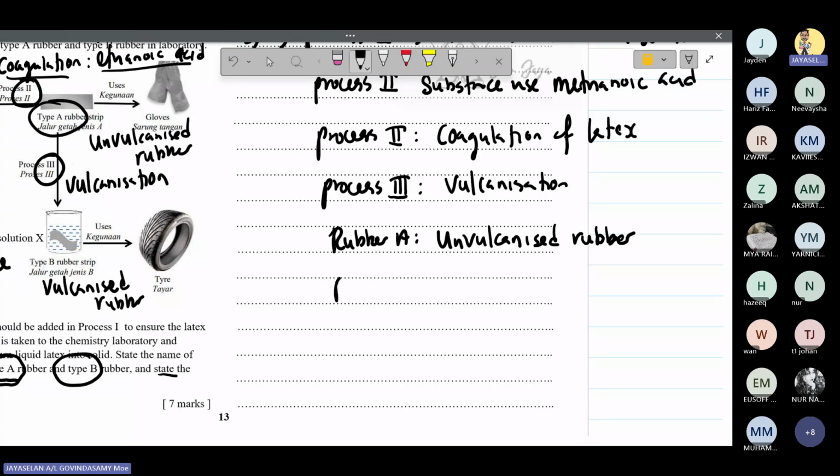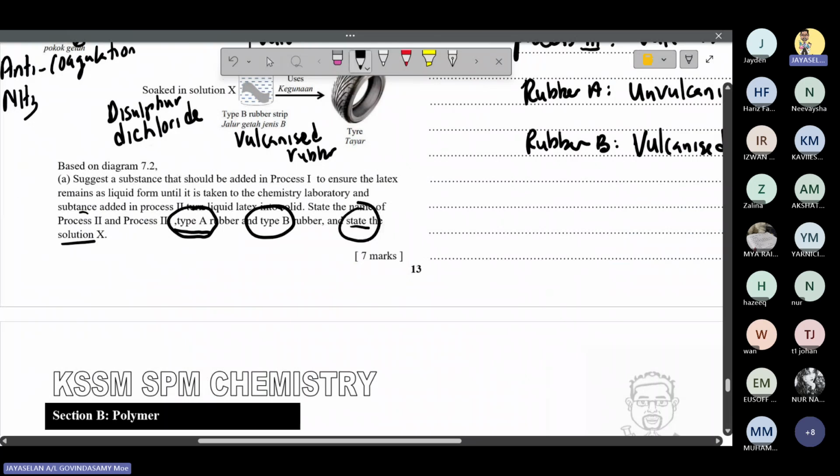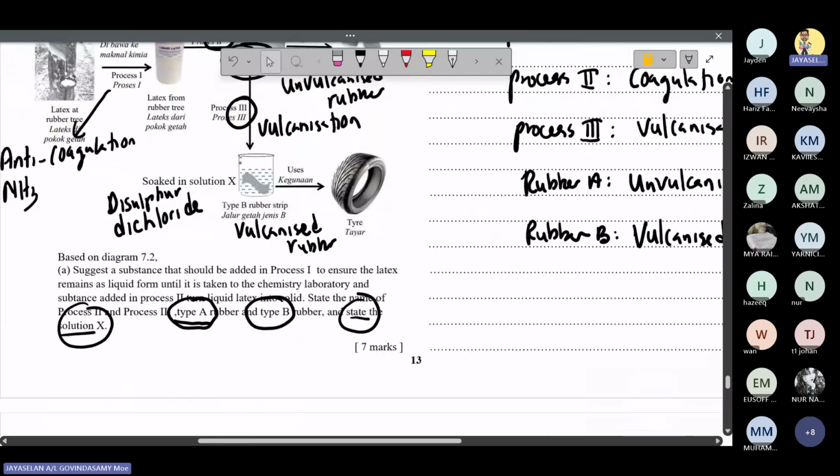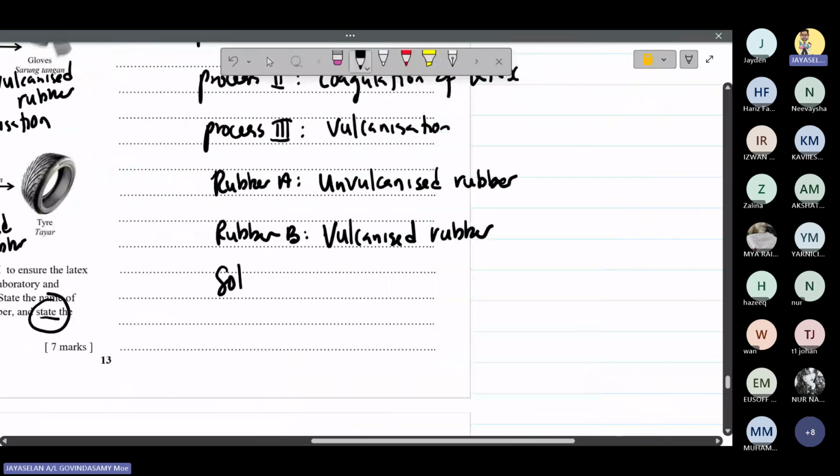Okay, so I do here rubber B. Rubber B is what rubber? We put vulcanized rubber. So saya dah score 6 marks here. Any question? Very simple. Okay, state the solution X use. Mana solution X ini? They used to rendamkan, right? What is the name of the solution X? Solution X is what?